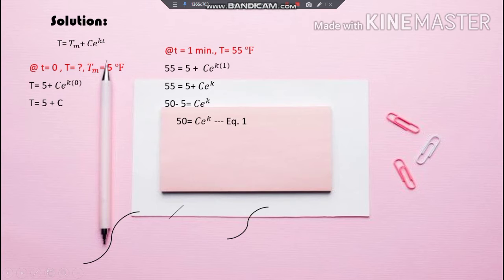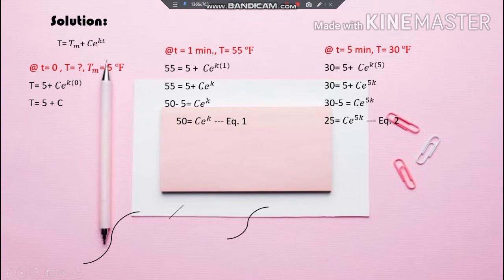So the result now is 50 equals c times e^k, and this is our equation 1. Let's move forward to equation 2. Let our time be 5 minutes, and our T is equal to 30 degrees Fahrenheit. So 30 is equal to 5 plus c times e raised to k times 5, which is our time. So 30 is equal to 5 plus c times e raised to 5k. So 30 minus 5 is equal to c times e raised to 5k, so 25 is equal to c e raised to 5k. This is our equation 2 now.